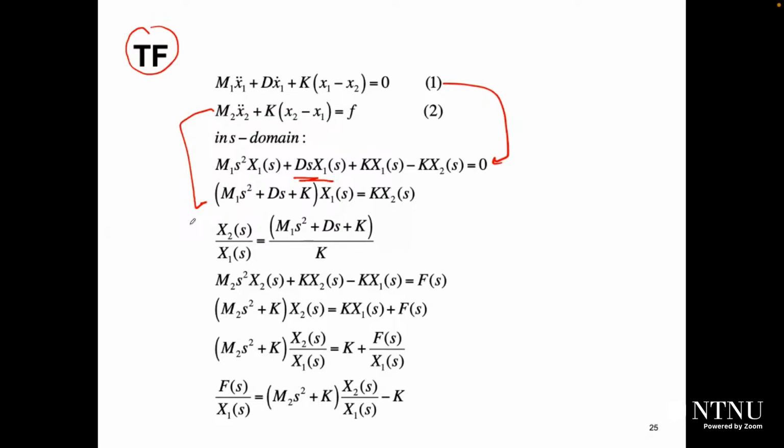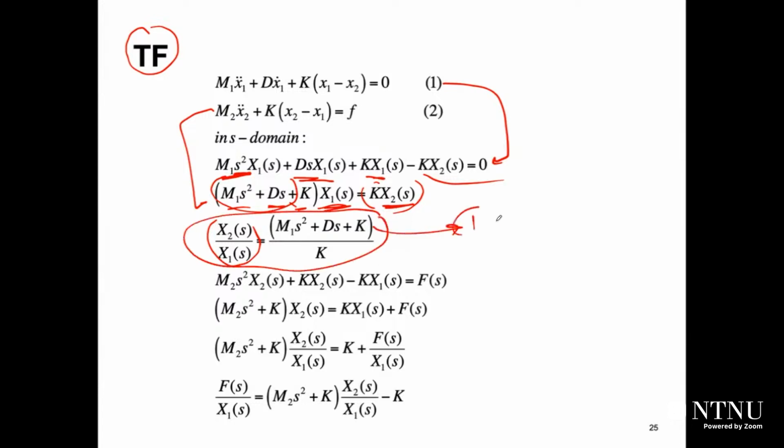We are still here in the first equation, right? So try to make it simple. We will have x1 of S on one side, and x2 on the other side, right? We will take this one to the other side. Take x1 as a common factor. So it will be m1 S square plus ds plus K multiplied by x1 of S equal K x2 of S. If you want to get maybe a transfer function here, which is x2 divided by x1, we can get it. So x2 divided by x1 will be that part divided by the coefficient of x2, which is K. So it will be this.